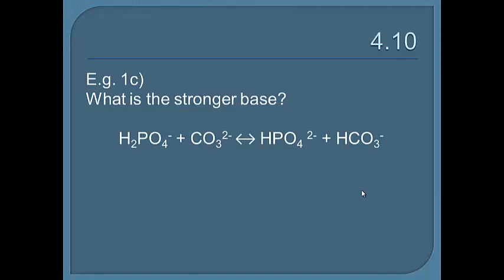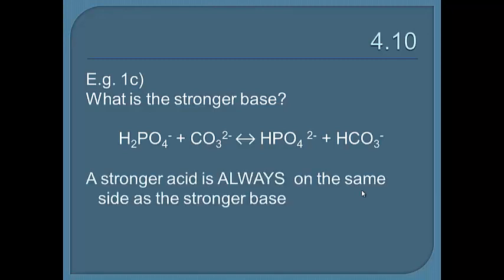What is the stronger base? If we're asked what is a stronger base, we have to simply remember this one rule of thumb. A stronger acid is always on the same side as the stronger base. And we've already identified H2PO4- as a stronger acid, so that means CO3 2- must be the stronger base.